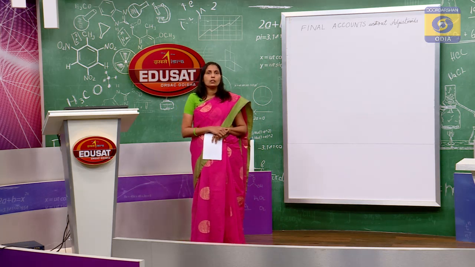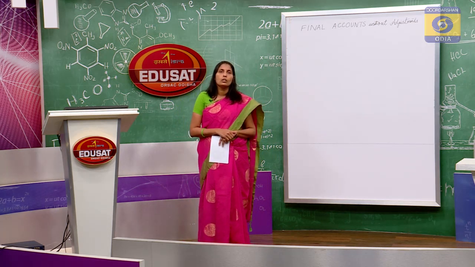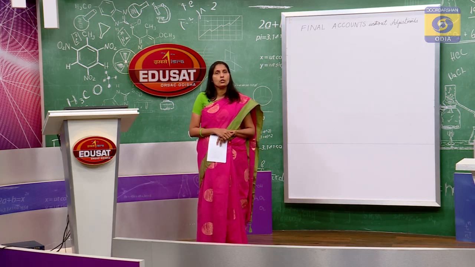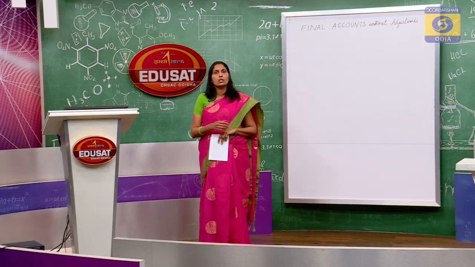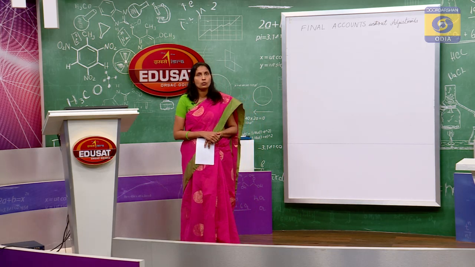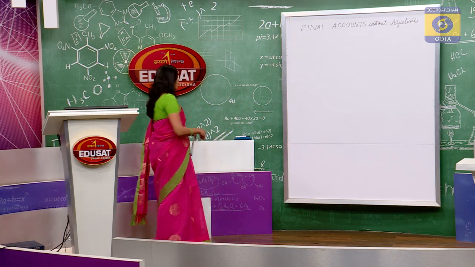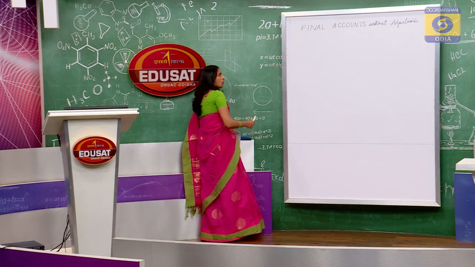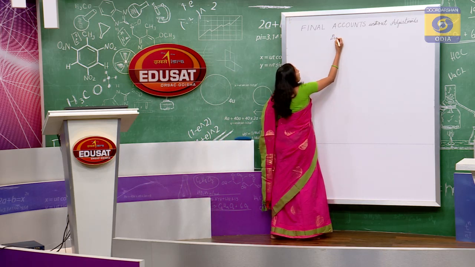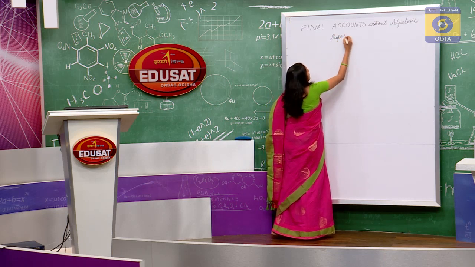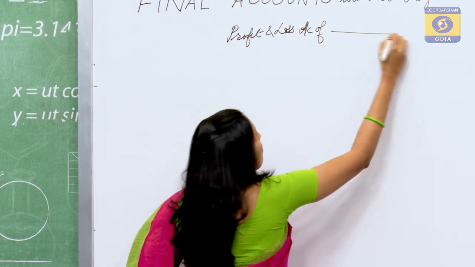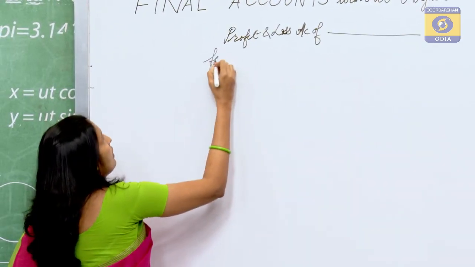So, let us take a look at the format of the profit and loss account to understand better which expenses are debited to it, and which incomes and gains are credited to it. The profit and loss account, as I said, is also an account. So, the formatting is the same, but here we will write the profit and loss account of the particular concern for the year ended.